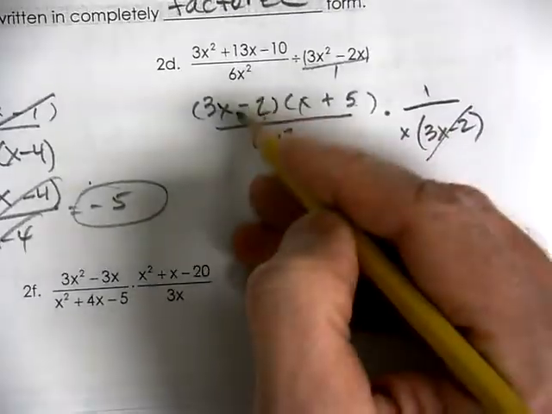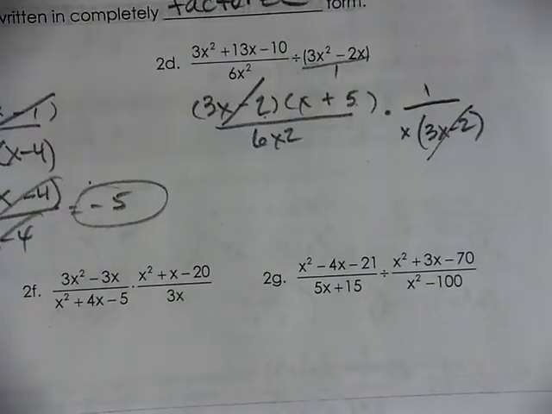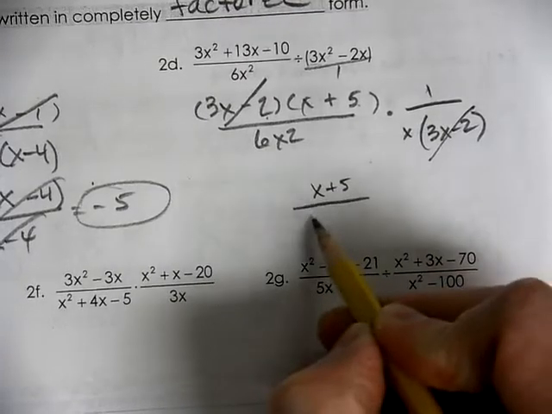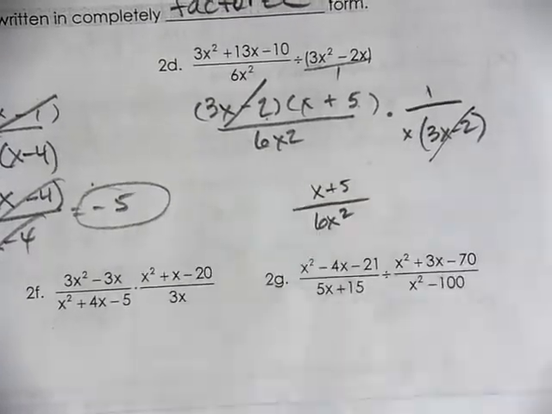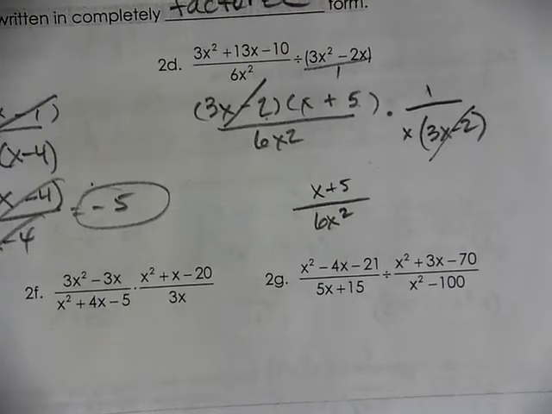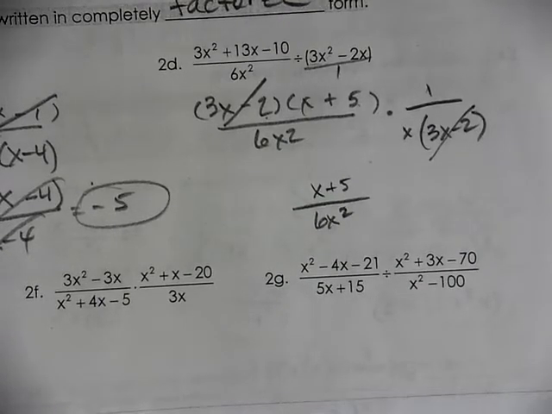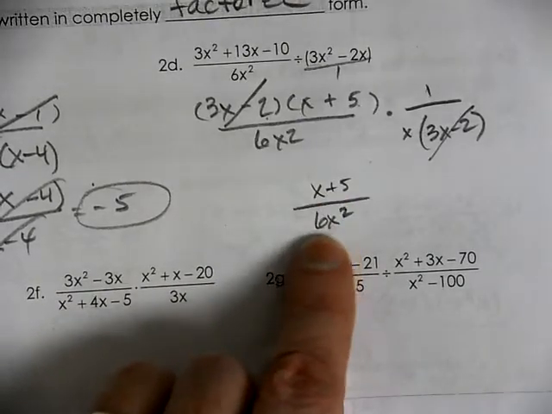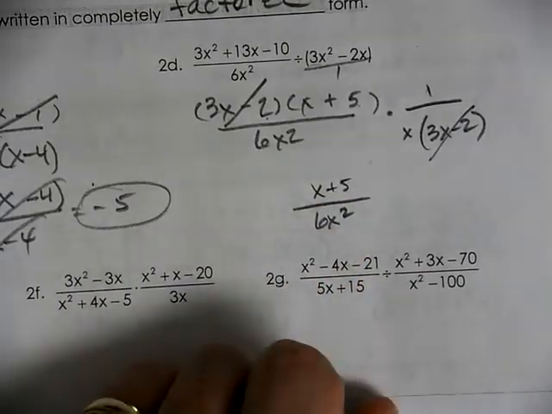So the 3x minus 2's cross off. That's the only thing. So we're left with x plus 5 and 6x squared. Notice nothing crosses off. Even if this was x plus 6, it would not cross off with the 6.